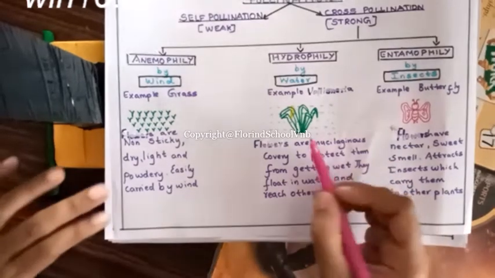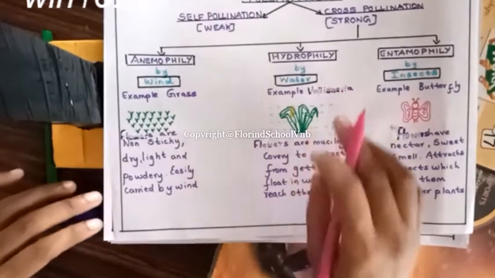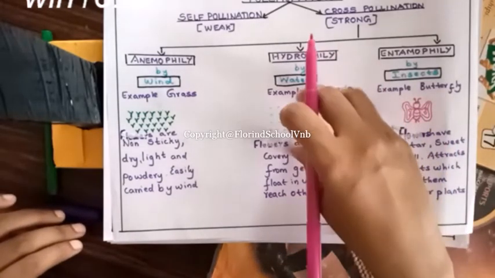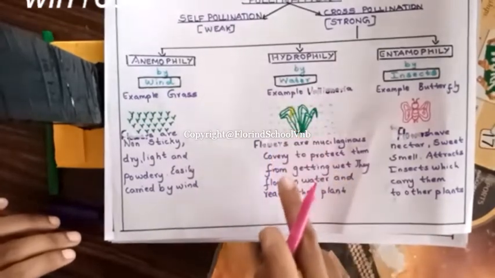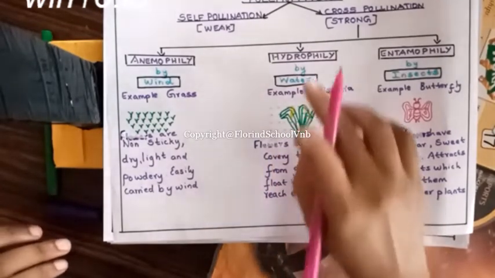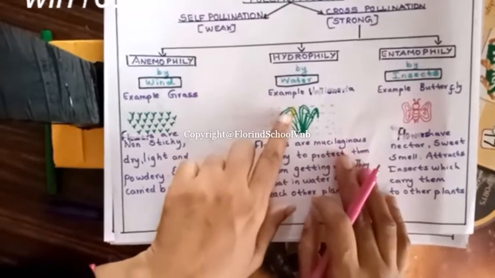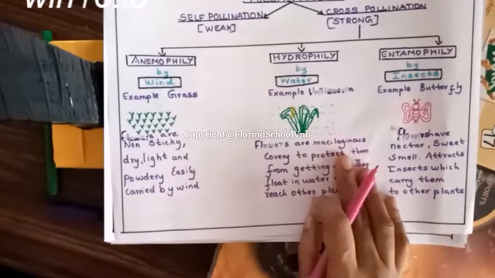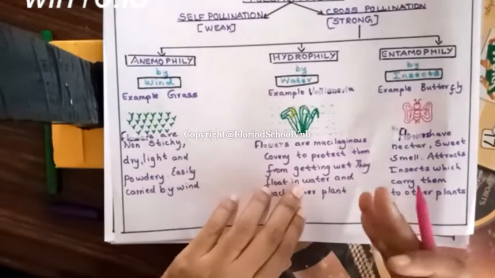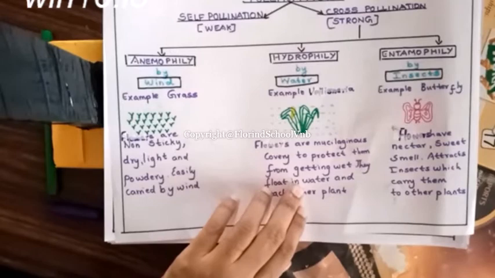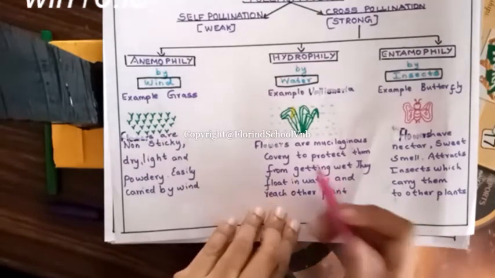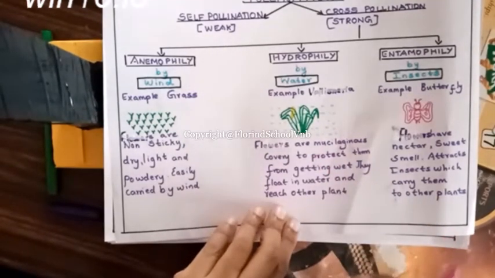In the same way, the flowers of Vallisneria, which grows in the water. Vallisneria is a plant which grows in water. The flowers of this plant are transferred by water. Now, the andrecium of one Vallisneria plant combines with the gynecium of another Vallisneria plant and it forms a new plant. Okay.